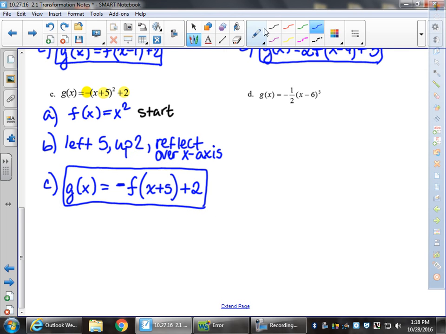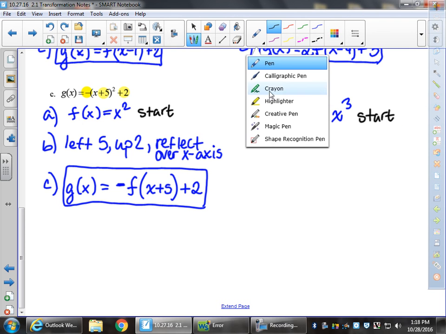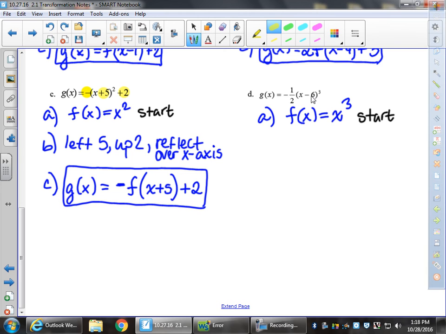Last but not least, question D. I see that I have a power of 3 here, so let's see what we have for our parent function. F of x equals x to the third. This will be my start. In words, let's describe what has happened. To do that, we can help ourselves see it using our highlighters first. I see a -6 there and a -1/2 out front.